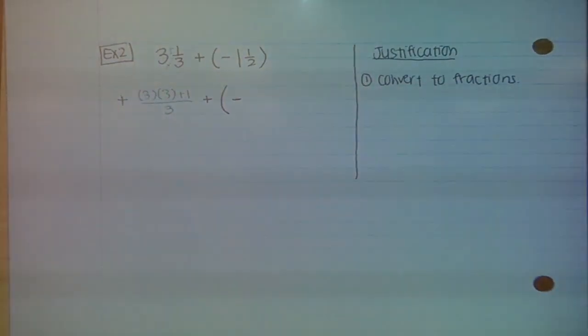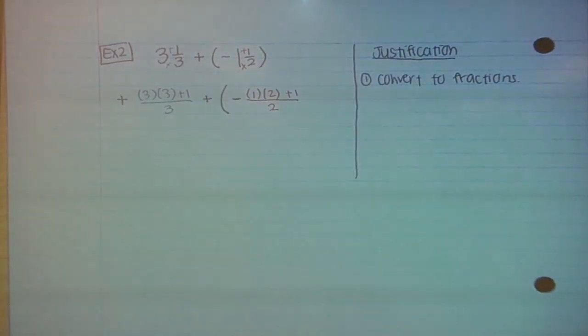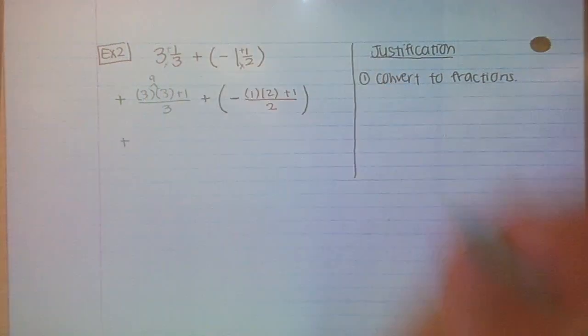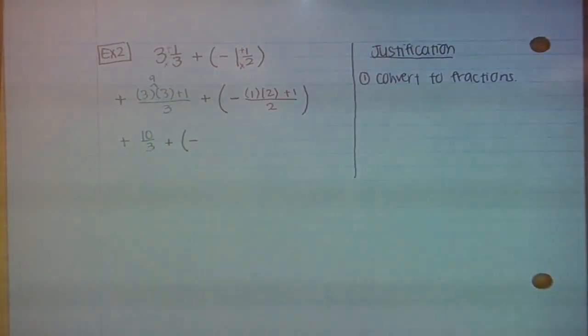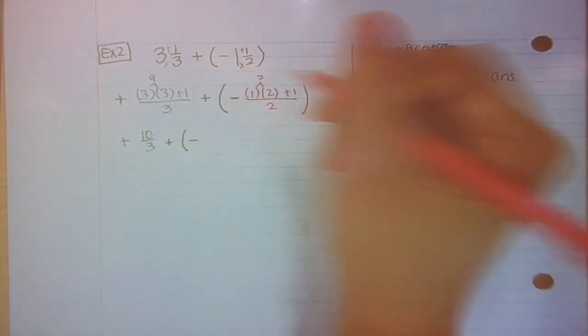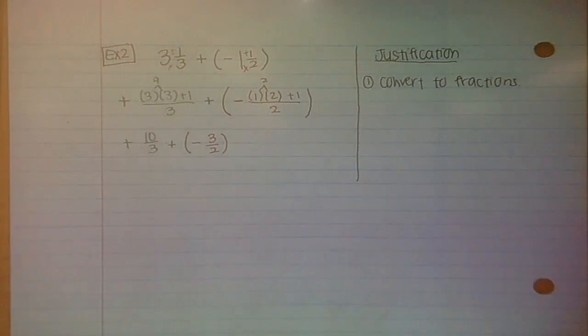Then I am adding a negative number, something negative, so I have to leave the negative there. 1 times 2 plus 1, all over 2. That's my second number. So here I have positive 3 times 3 is 9, plus 1 is 10. This is 10/3, plus a negative 2 times 1 is 2, plus 1 is 3, negative 3 over 2. So step 1 was to convert to fractions.